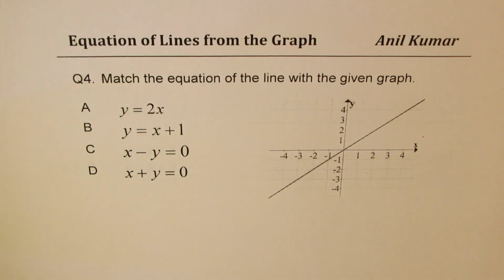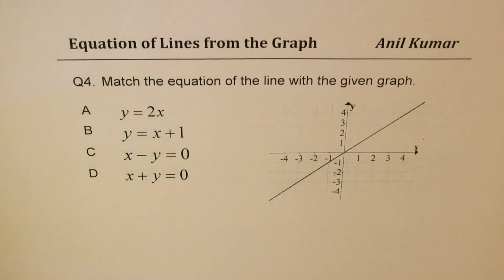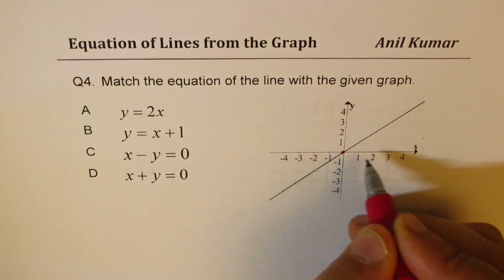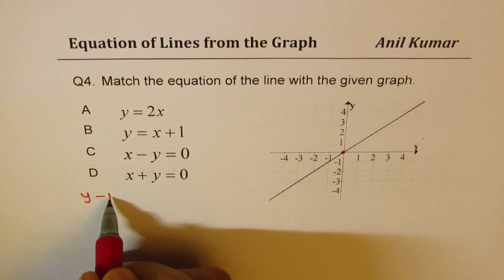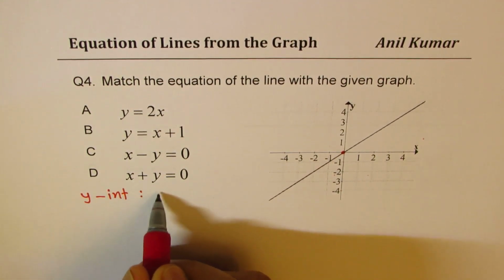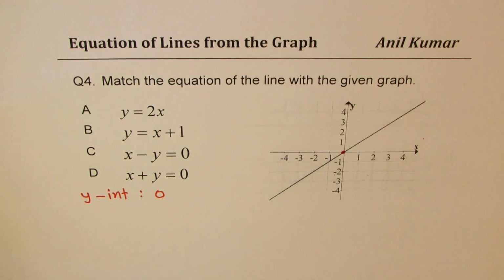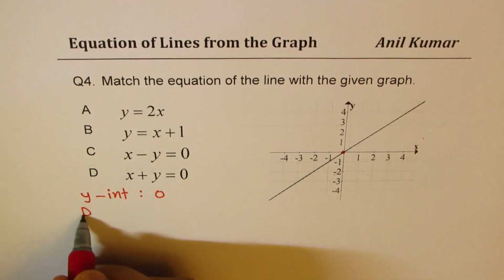So substitute and check is a good option in question number 3. Now let's look into question number 4. Match the equation of the line with the given graph. Now this graph is a diagonal line going through the origin. So the y-intercept is 0. Even the x-intercept is 0. It's kind of a direct variation.